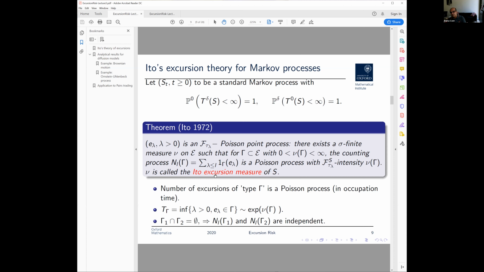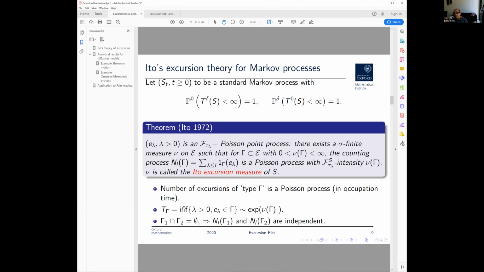And if you apply this to Brownian motion, you take S equals Brownian motion. Of course, this result applies because Brownian motion is recurrent. It will come back to zero from any point in finite time. Then you obtain that the excursions of Brownian motion are described by some infinite dimensional Poisson point process. It's a really surprising result. So what does it really mean? Well, it means that we know everything about the excursions of this Markov process as soon as we know the Ito excursion measure nu associated with S.